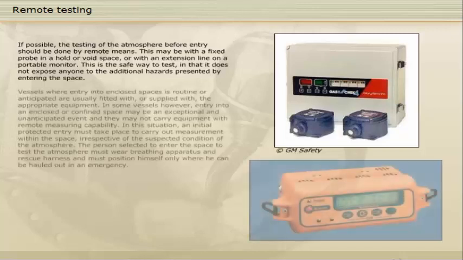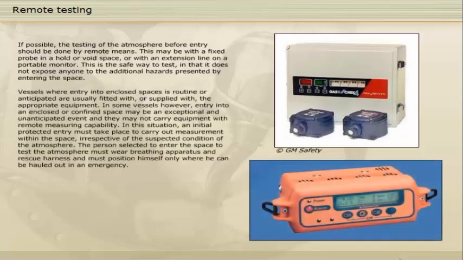Vessels where entry into enclosed spaces is routine or anticipated are usually fitted with or supplied with the appropriate equipment. In some vessels, however, entry into an enclosed or confined space may be an exceptional and unanticipated event, and they may not carry equipment with remote measuring capability. In this situation, an initial protected entry must take place to carry out measurement within the space, irrespective of the suspected condition of the atmosphere.